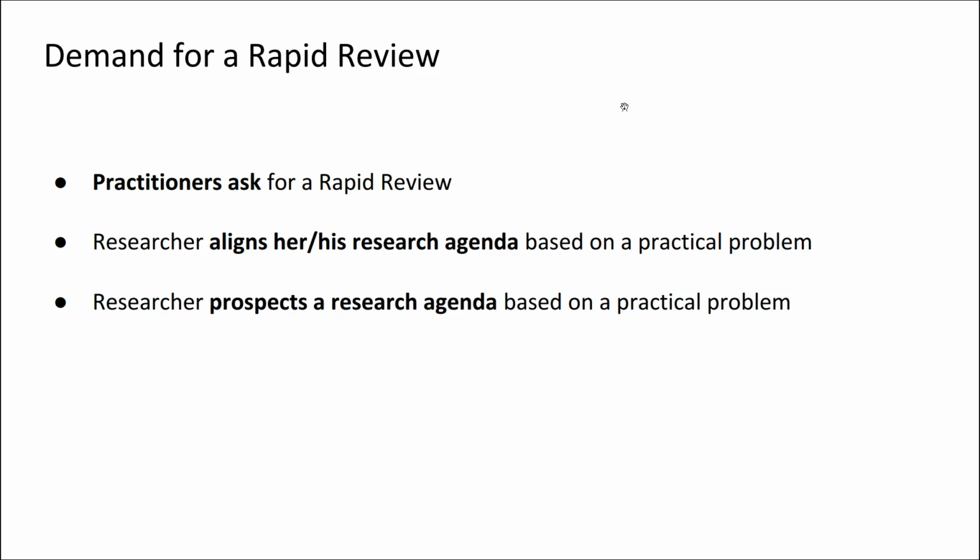The second option is when a researcher prospects a research agenda based on a practical problem. So the difference here is that the researcher goes to companies and tries to identify what problems they are facing, and then they start this through a rapid review.